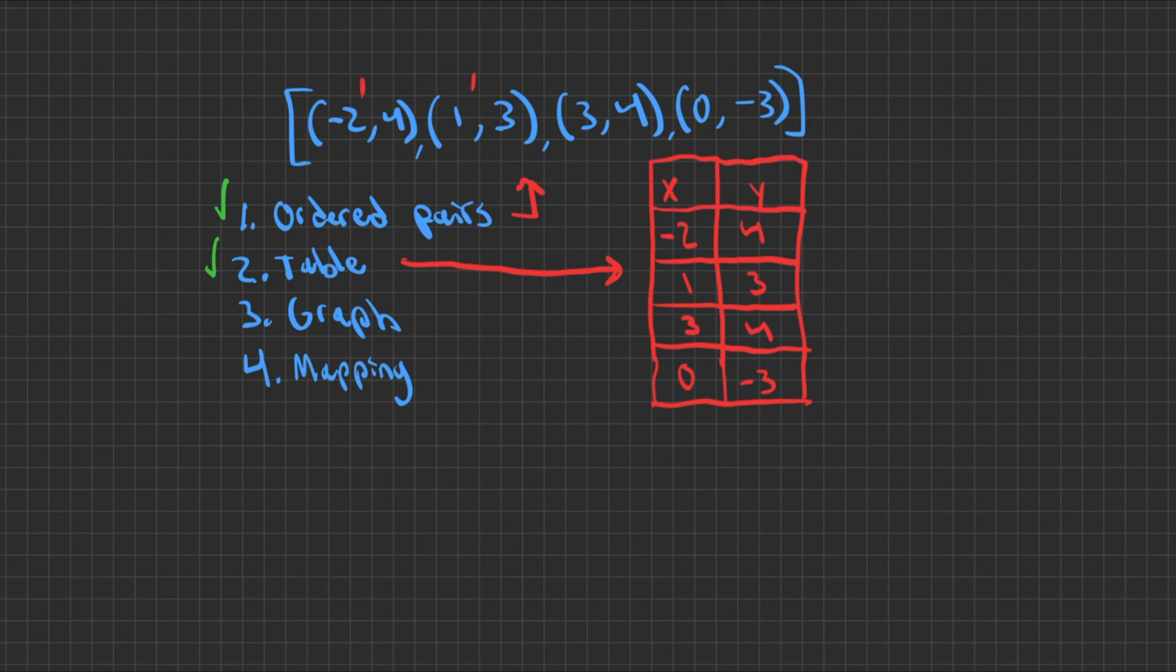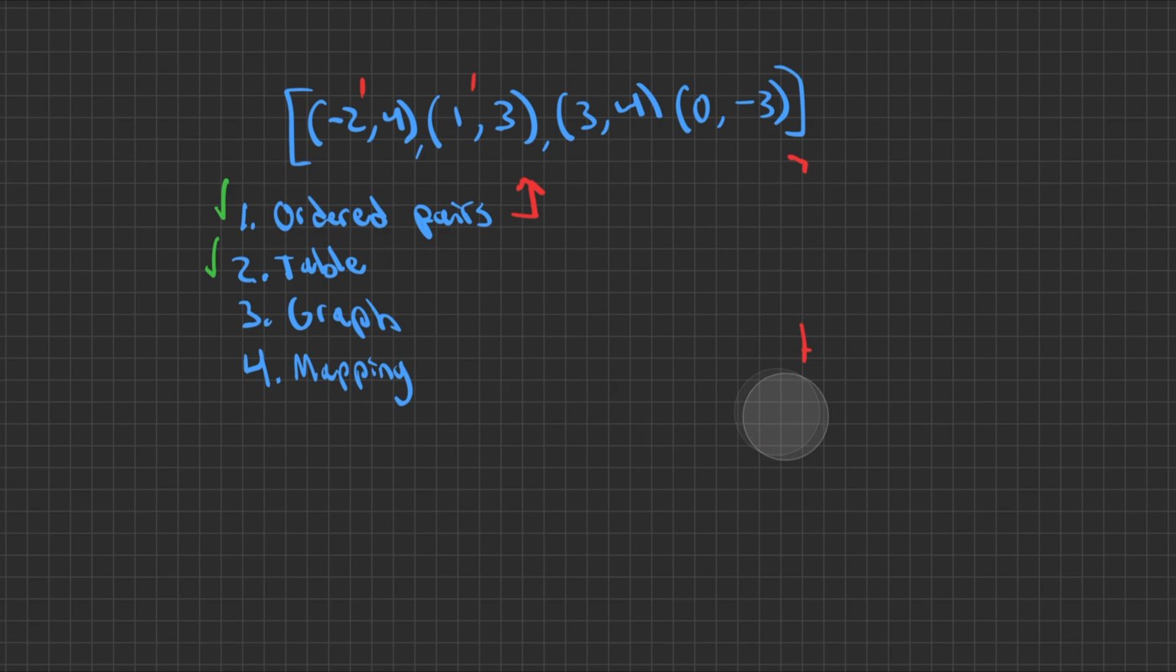Finally, we can graph these points. Let me get these off the screen. All right, if we want to graph these points, we have to first draw our coordinate system. That's a terrible line.